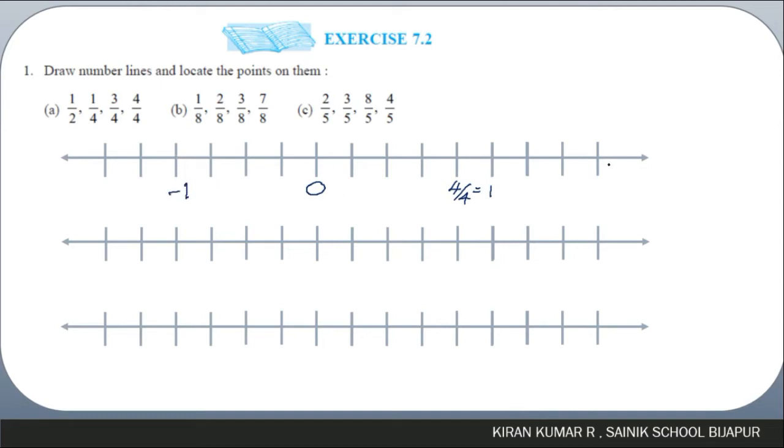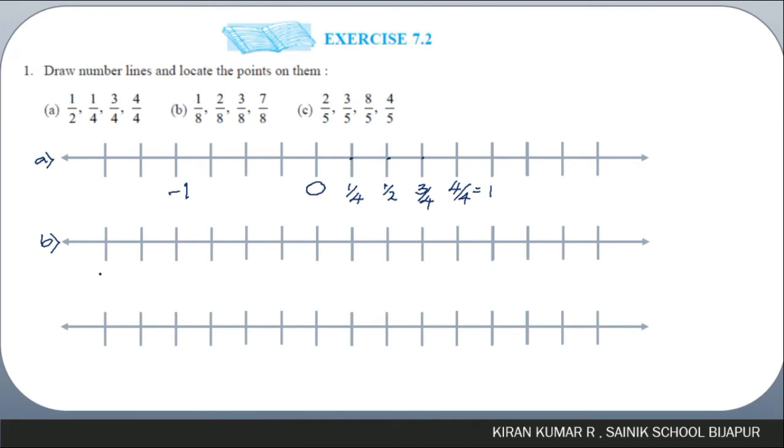So this is a number line. On this line, let me mention here 1 by 4. This number is 2 by 4, which is nothing but 1 by 2. The next number is 3 by 4. Now you see all the numbers 1 by 2, 1 by 4, 3 by 4, 4 by 4 are being mentioned on the number line. This is for the first one. For the second one, I need to have 8 equal parts.